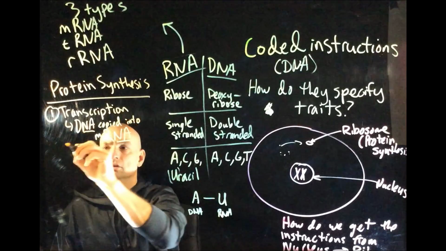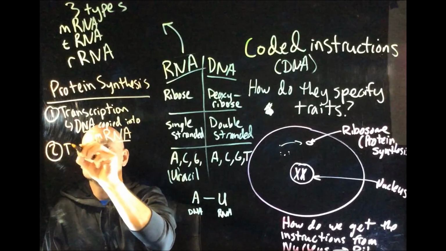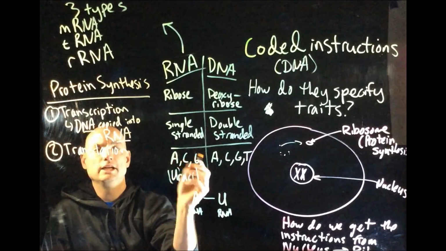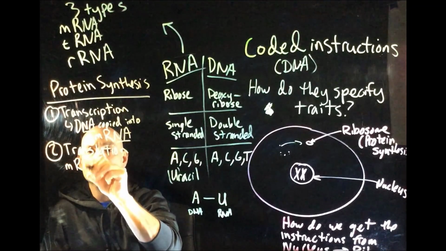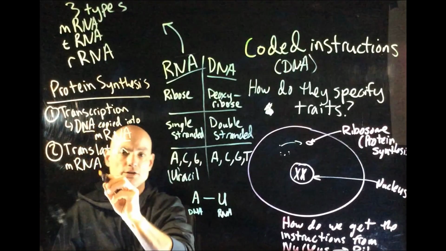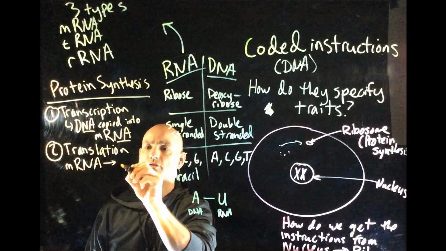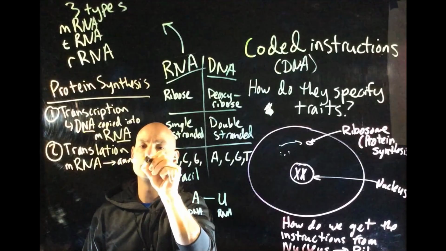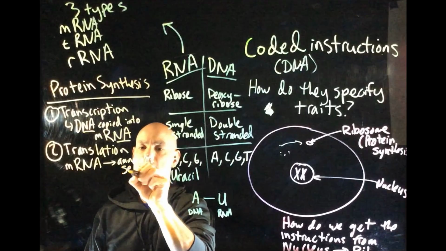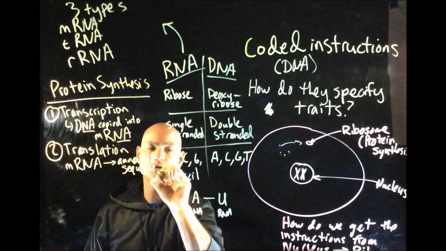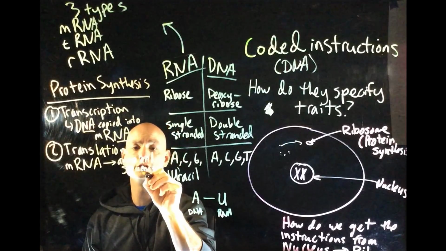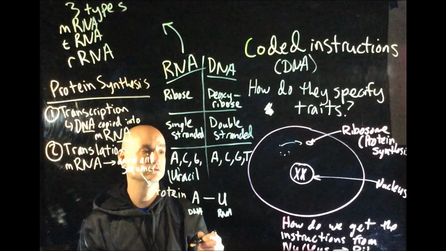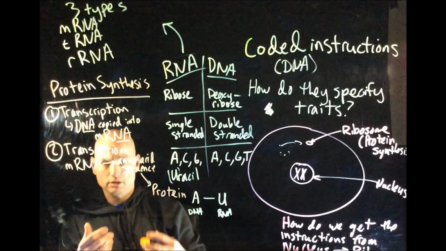Okay. Step two is translation. Okay, and that's taking the mRNA and converting that into an amino acid sequence, which will then end up folding up into a protein. And so here we are.